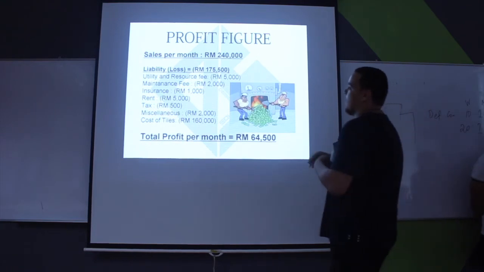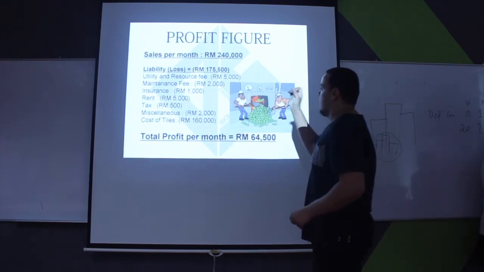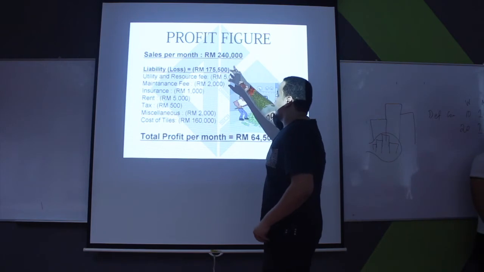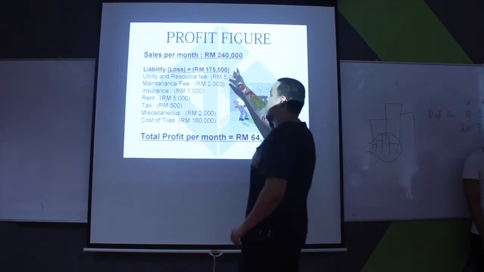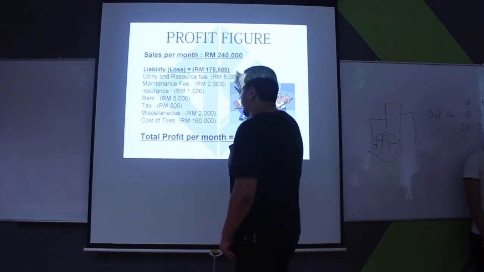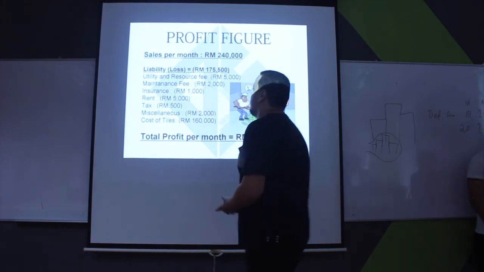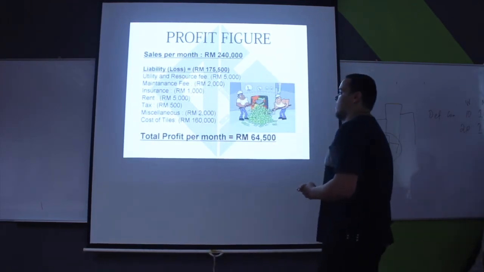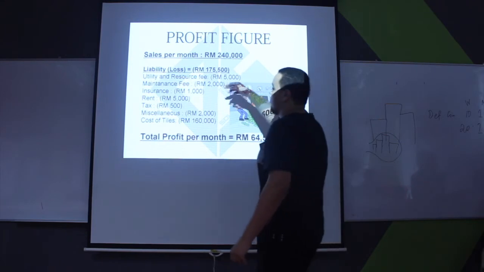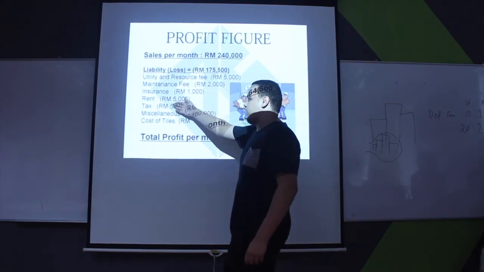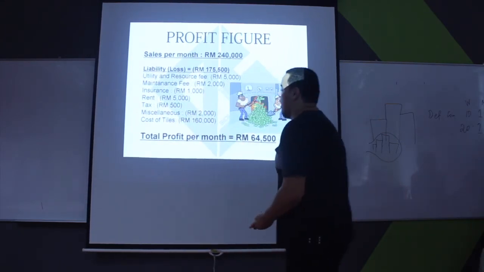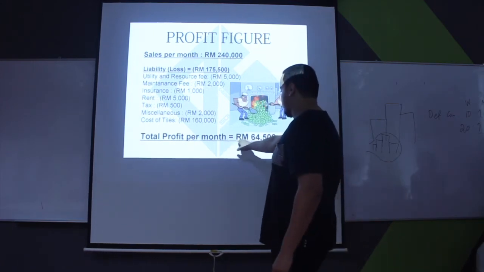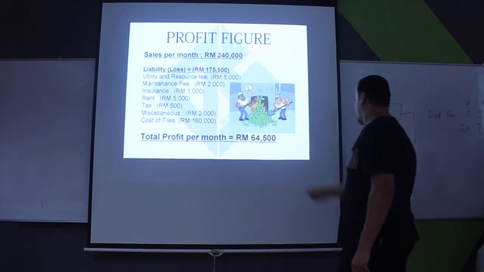Now I'm going to talk about how we're going to divide our profit. For 240,000 ringgit, this is our profit every month. And the loss is 175,000 ringgit, which we deduct from our profit for utilities and those kinds of examples. And now the total profit every month is 64,500.